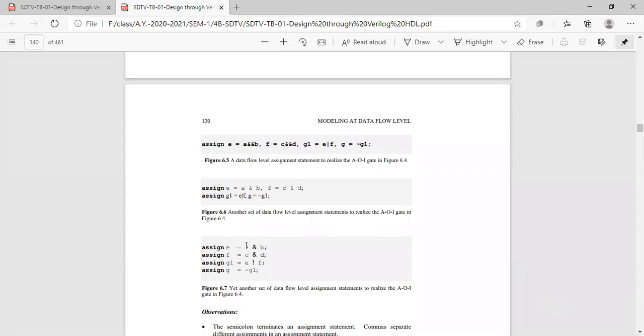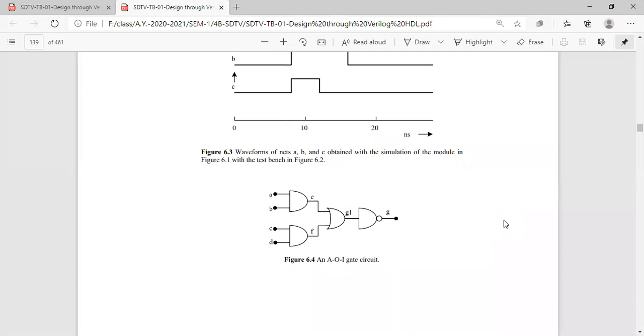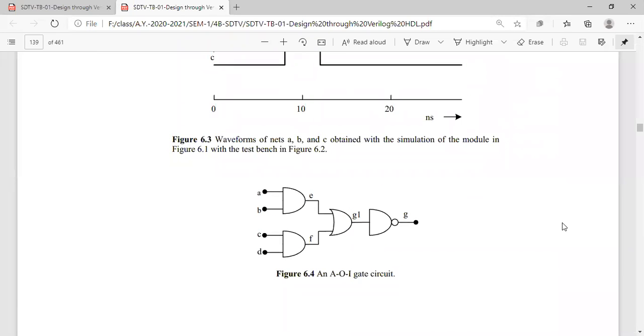So see here. This is the AOI. This is the symbol of AOI, right? This is the AOI gate.